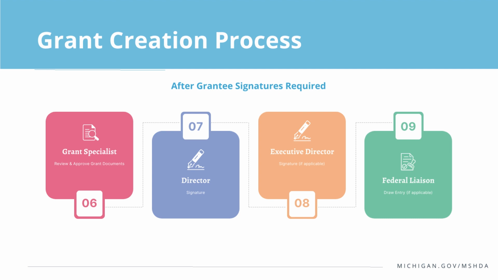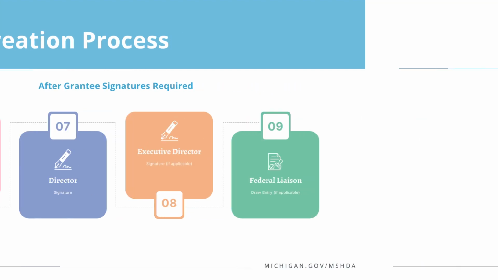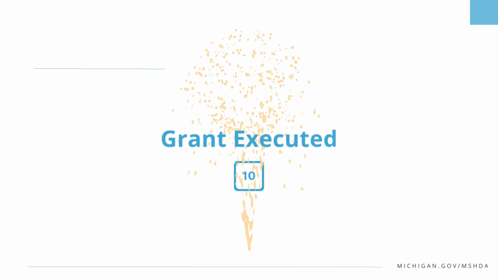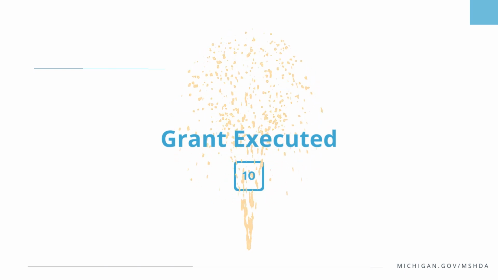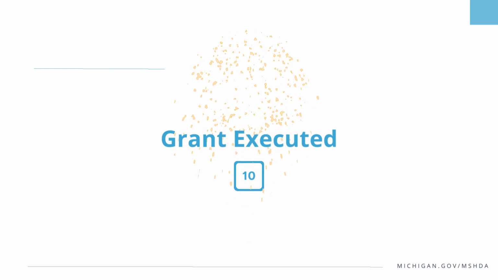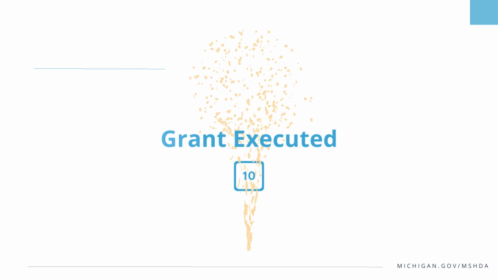The division director may also send it to the federal liaison if the grant requires federal reporting, or it will happen after the executive director signs the grant agreement if the grant requires it. As you can see, steps 8 and 9 are only applicable in certain situations, but you'll always see the grant go to the division director for signatures. Once these steps are complete, the grant is executed in the system, and you can begin working with the grant and submitting financial status reports or amendments as needed.